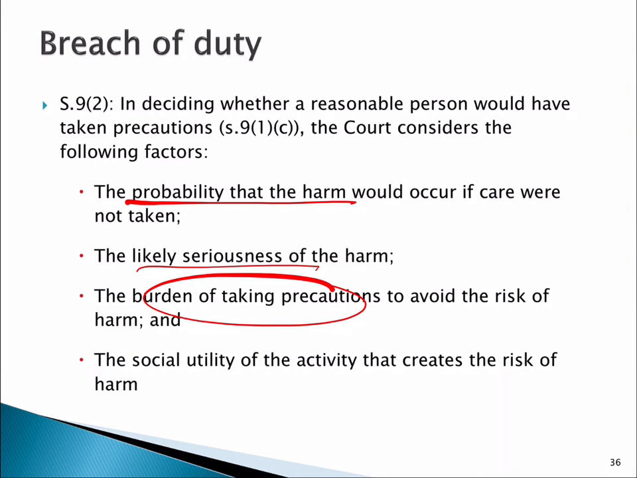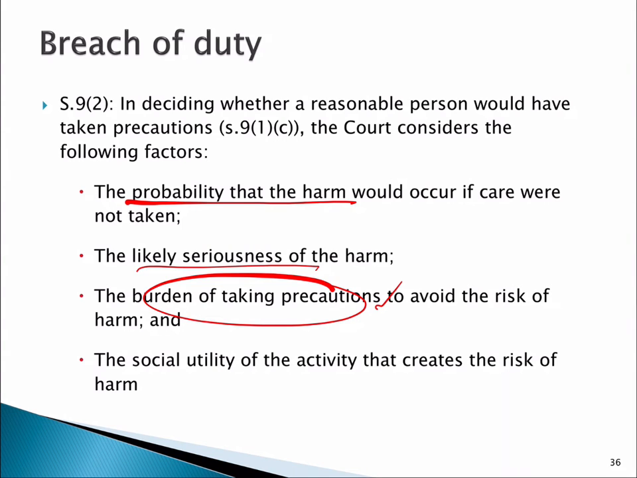The burden of taking precautions. This is probably the most critical element of this test. The others are important, but this is the one that the courts look at. And what they're saying is, well, how much would it take for the actual defendant to take precautions? If it's going to be an outrageous amount, then they're going to say, well, look, a reasonable person wouldn't take precautions. So a case that might help us with that is the Roads and Traffic Authority of New South Wales and Dederer.